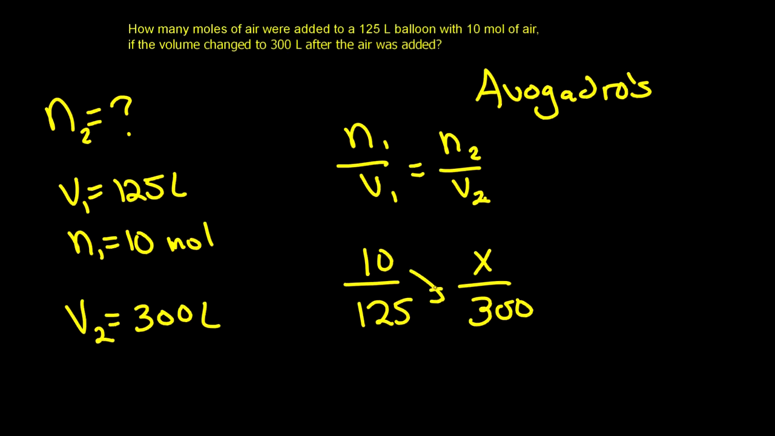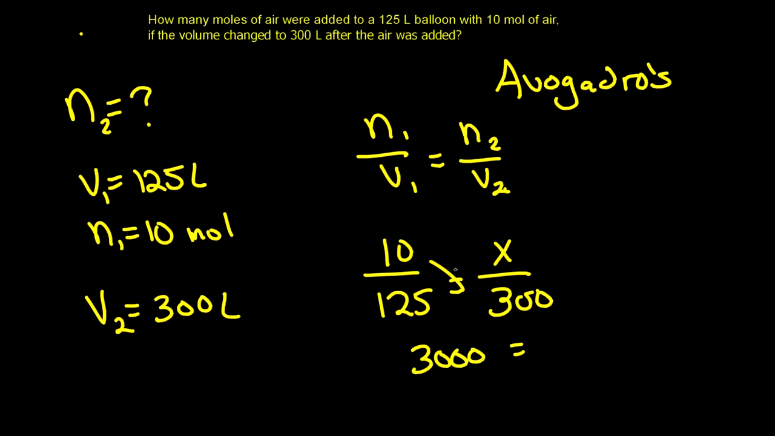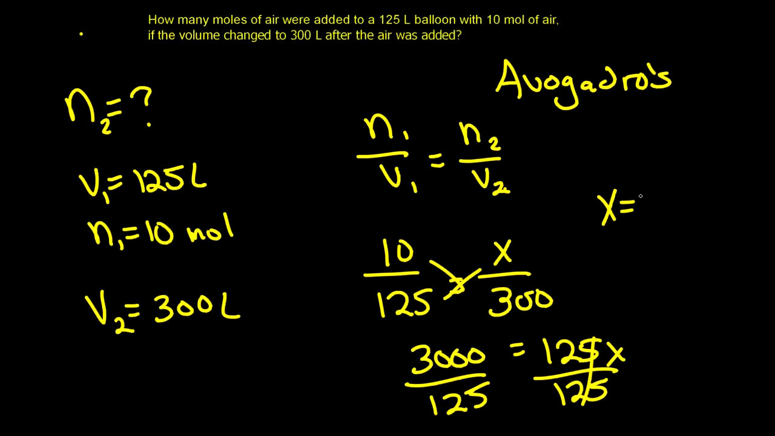Cross multiply, 10 times 300 is 3,000. 125 times x is 125x. Divide by the value with x, 125 cancels out. 3,000 divided by 125. So x is 24, and that's going to be 24 moles. So that means at 300 liters, our mole count is 24. At 125 liters, our mole count was 10.